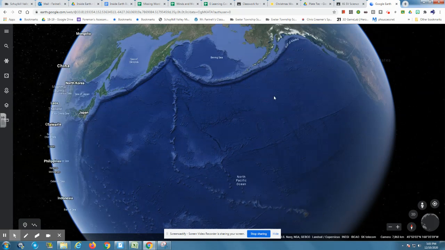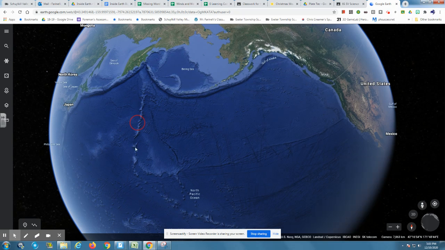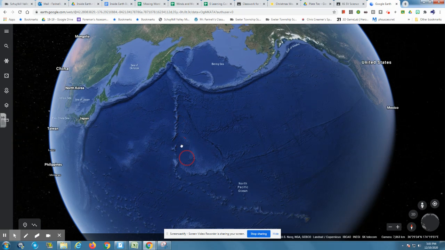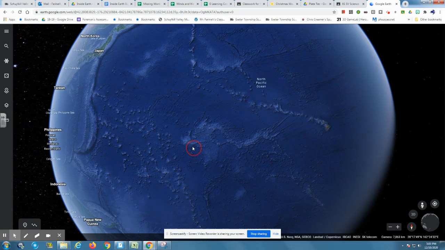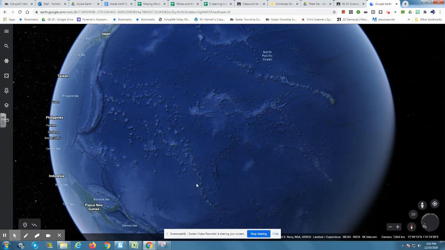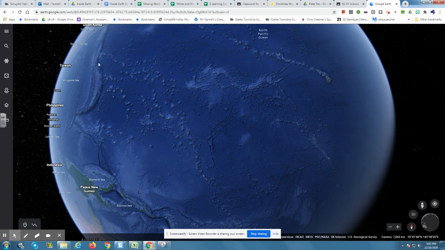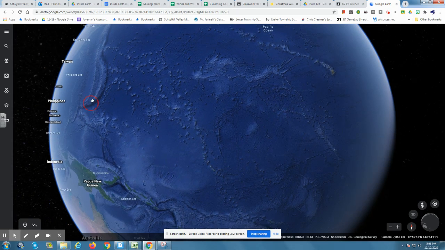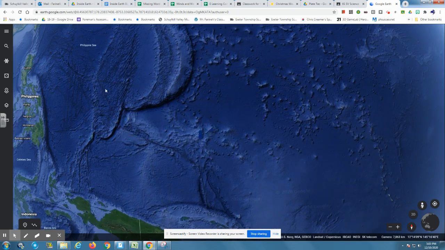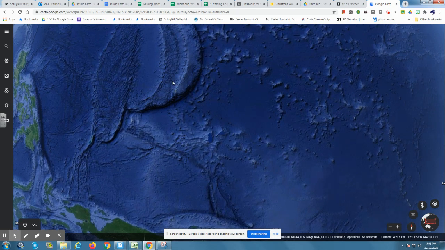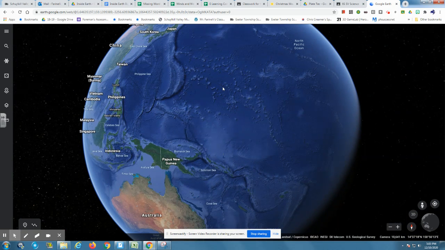Now, you might also recognize this also looks like the Ring of Fire. Very interesting. Lots of action out here in the Pacific. So one of the deepest parts is the Marianas Trench, which I believe is somewhere around here. Here's the Marianas Trench right through here. So keep that in mind. I believe this is the trench. Anyway, it is a trench. I'm thinking this is probably the deepest trench, the Marianas Trench.